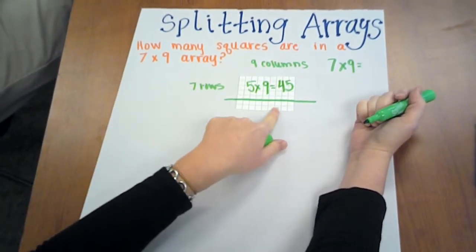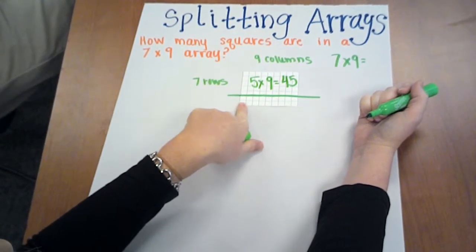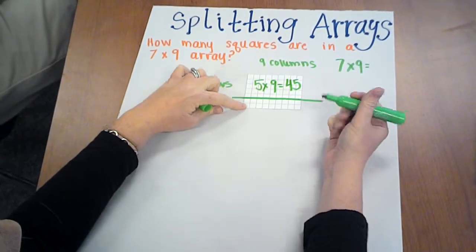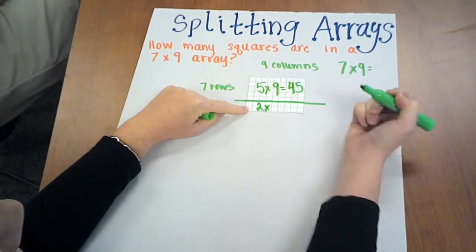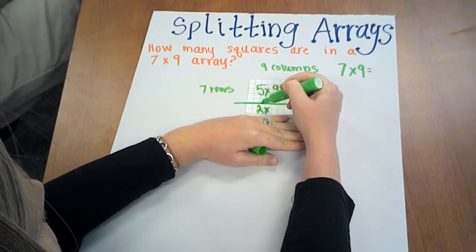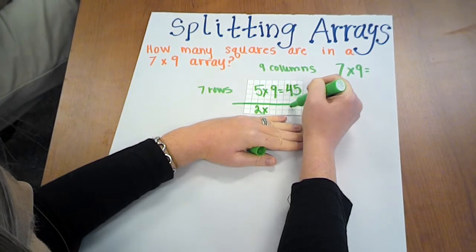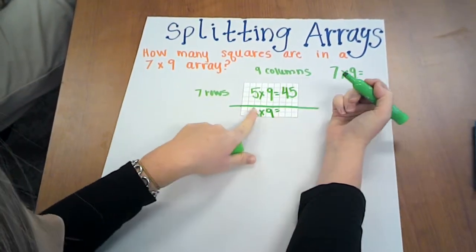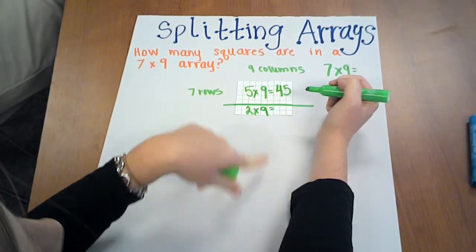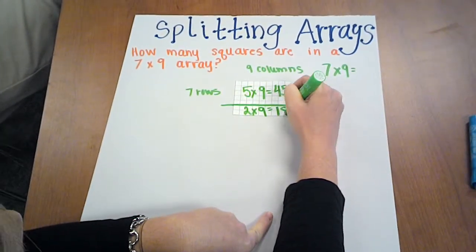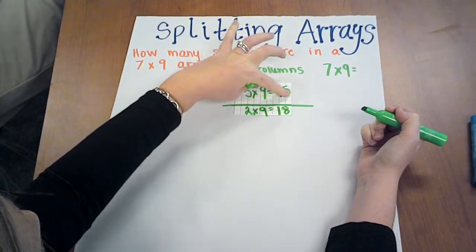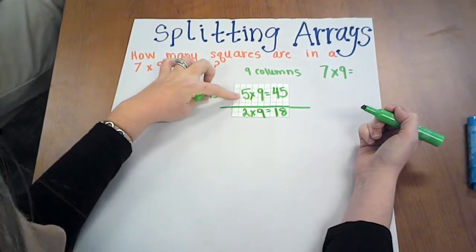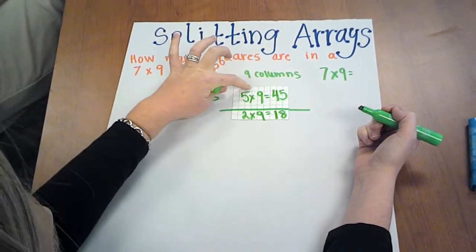Now we still have this down here to find out, but it's a lot smaller, so it's easier to work with. In this array, I have 2 rows, and in each row, I have 1, 2, 3, 4, 5, 6, 7, 8, 9 squares. So I'm trying to figure out 2 times 9. That's just 2 groups of 9. So 9 plus 9 is 18. I know this section of my array is 45 squares, and there's 18 squares down here. We use multiplication, so we don't have to count 1, 2, 3, 4.